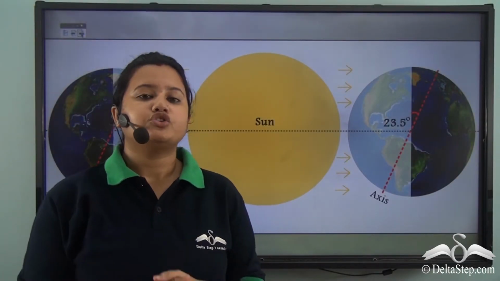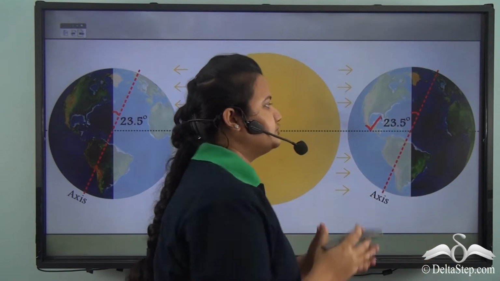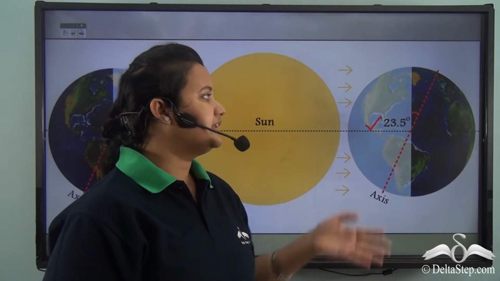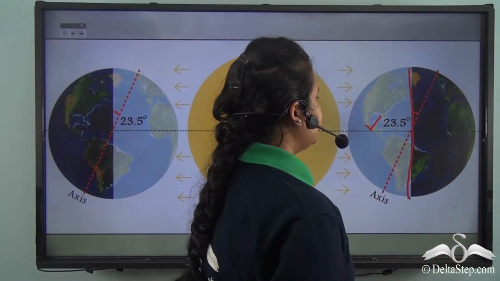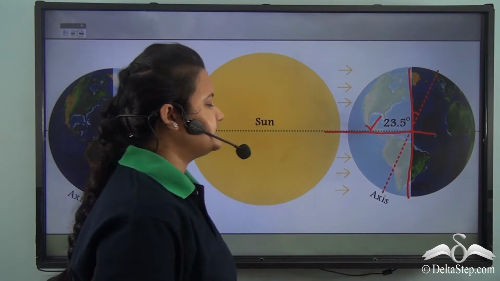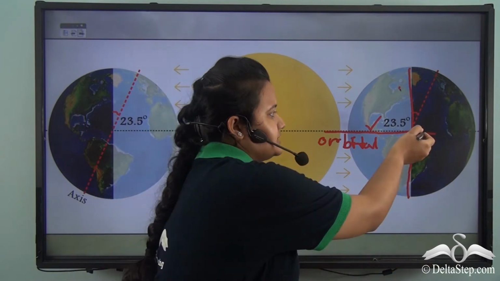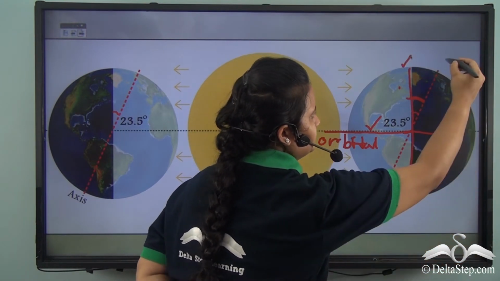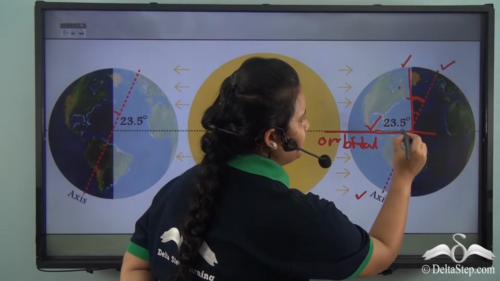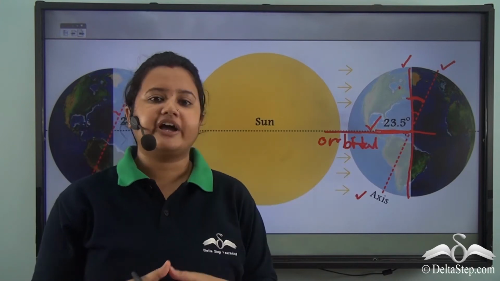Now, this is our true Earth. As you can see in the picture, our Earth is tilted at an angle of 23.5 degree. Now, the Earth is tilted at this angle from the perpendicular line to the orbital plane. This is the orbital plane, and a perpendicular is drawn at this orbital plane, and the angle between this perpendicular and the Earth's axis is 23.5 degree. So we can see that our Earth is inclined at an angle of 23.5 degree.